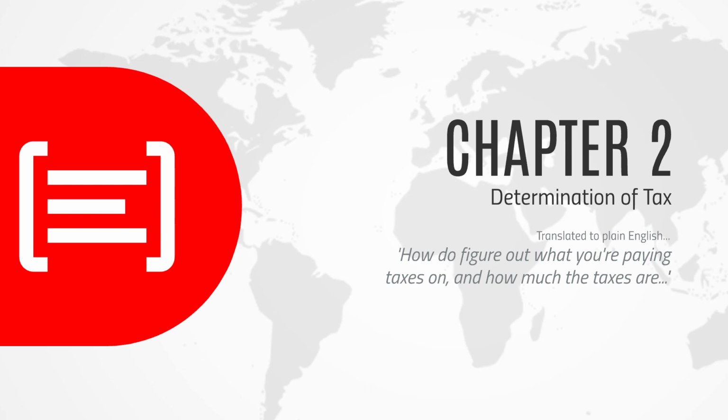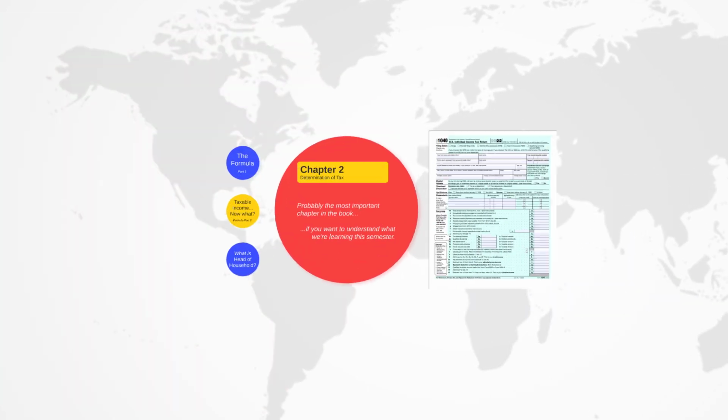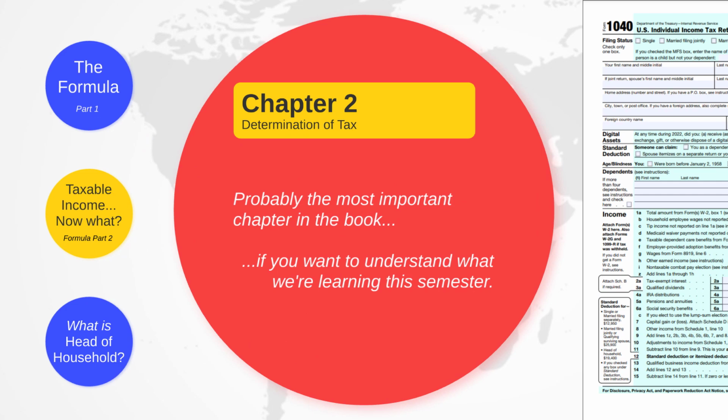In chapter 2, which is titled Determination of Tax, I kind of translate that into how do you figure out what you're paying taxes on and how much are the taxes. Here's probably the most important part of this video, and that is I want you to understand that chapter 2 is the single most important chapter in your entire book if you're wanting to understand tax accounting.